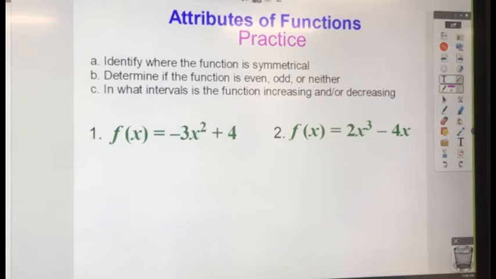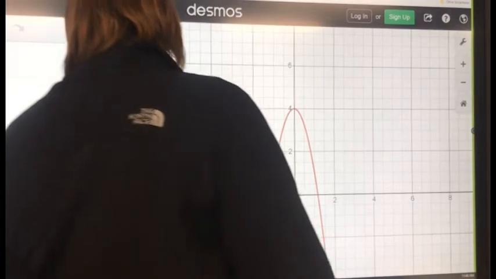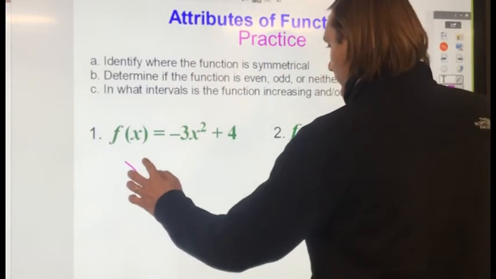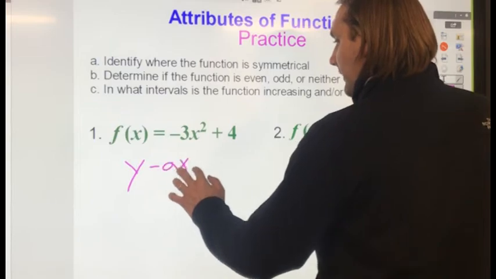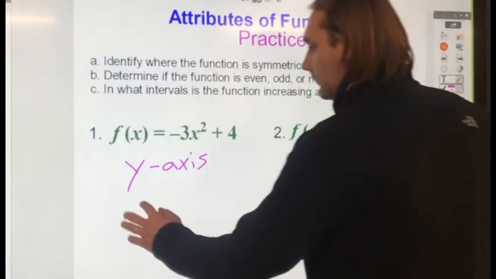Determine where the function is symmetrical. So let me look at the graph. How is this function symmetrical? The y, right? Okay. So this is symmetrical along the y-axis, which means it's what kind of function? Even, odd, or neither? It's even.